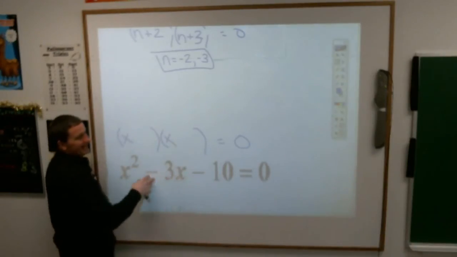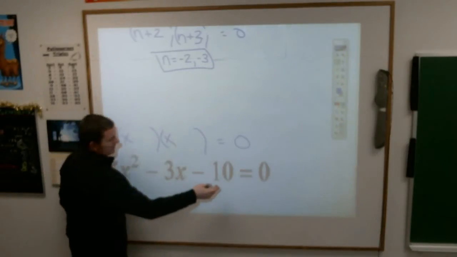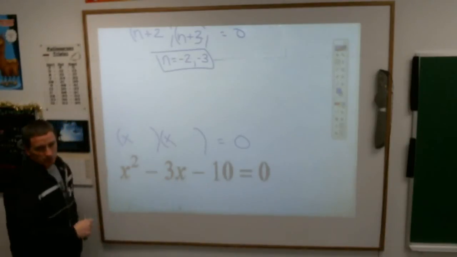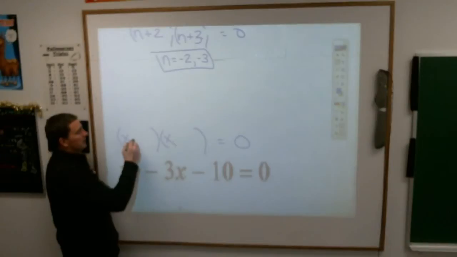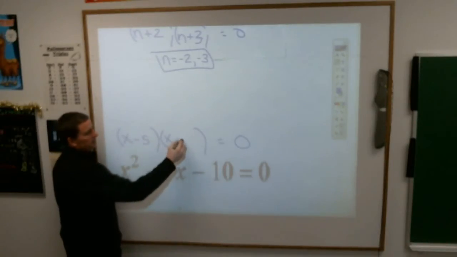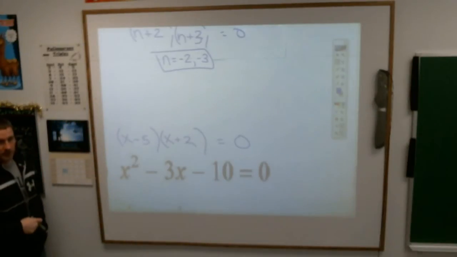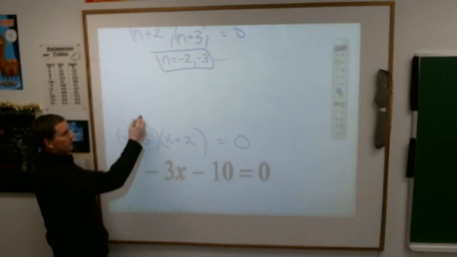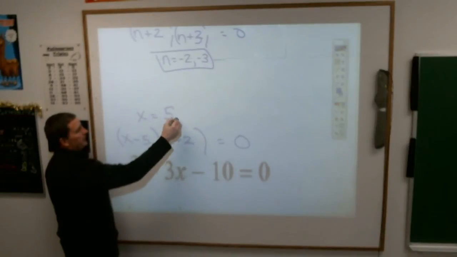Both are negative, so one has to be negative, one has to be positive, and the big one has to be negative. So what times what gives you -10 and when added together gives you -3? The 5 has to be negative because it's bigger, and the 2 positive. So what are my answers? Phil? It's going to equal what? +5 and -2.